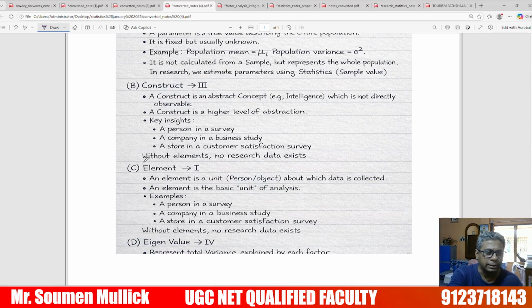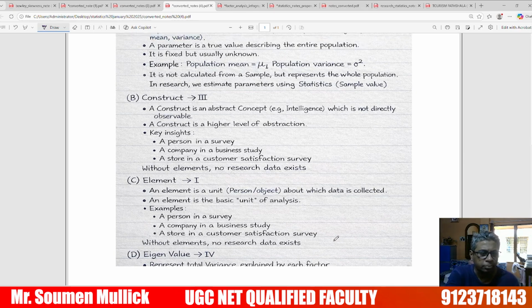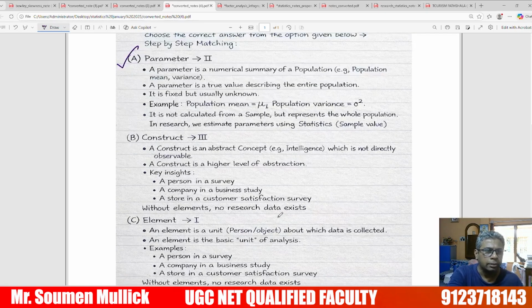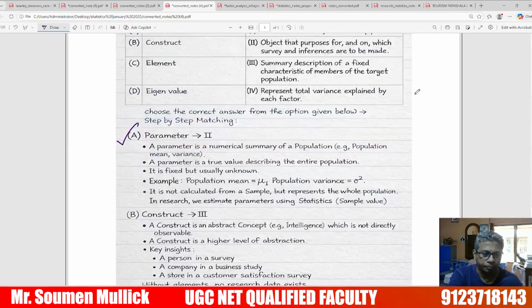Option C, element, 1. An element is a unit, maybe a person or object, about which data is collected. An element is the basic unit of analysis. For example, a person in a survey, a company in a business study, a store in a customer satisfaction survey. So person, company, store are considered as elements. Without elements, no research data exists. So option number 1 is the correct numeric summary of an entire population.